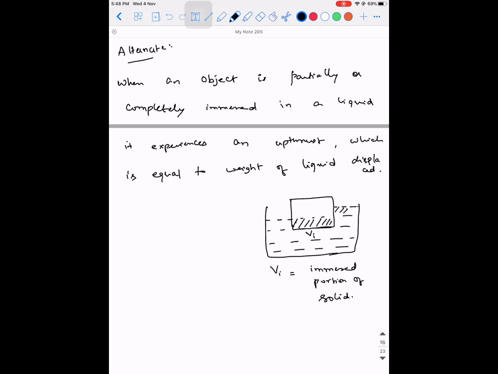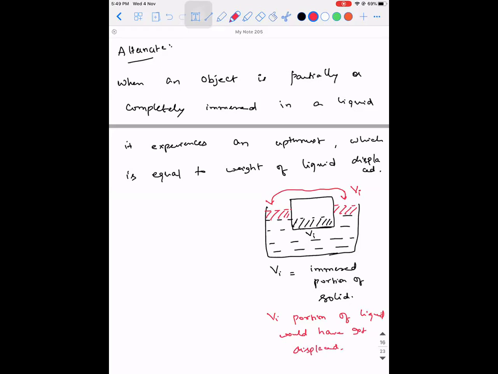Okay, for that I will use a different color. Can I say the red color portion put together will be the same volume that has got displaced? So VI portion of the liquid would have got displaced. VI portion of whom? Of liquid would have got displaced. Am I clear, guys?